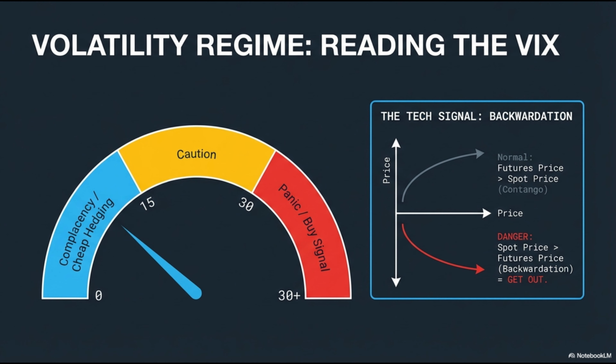Below 15 is complacency, above 30 is panic, but the real signal for us tech-savvy investors is the curve shape. If VIX futures flip into backwardation, where the spot price is higher than the future price, that is your get-out signal. Right now, we are watching this closely.